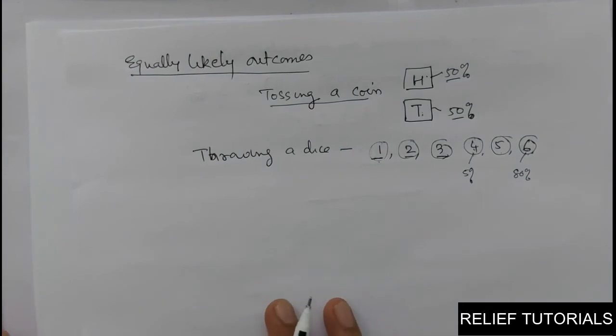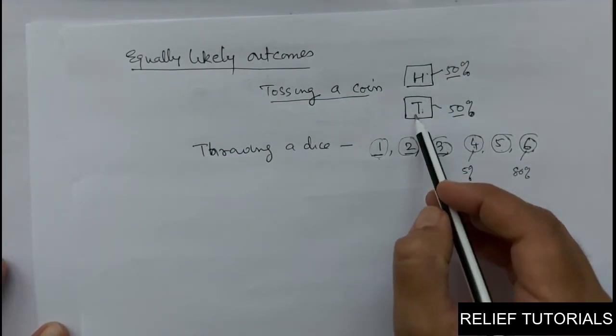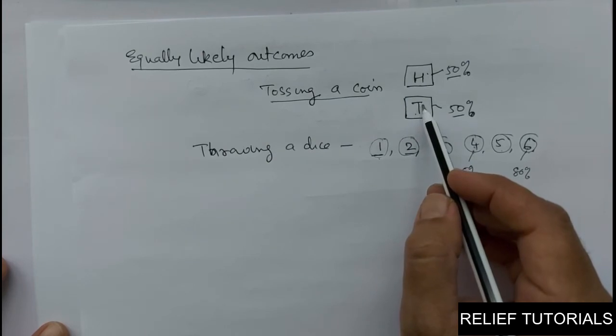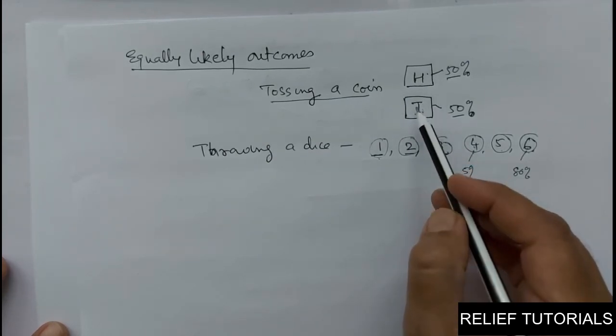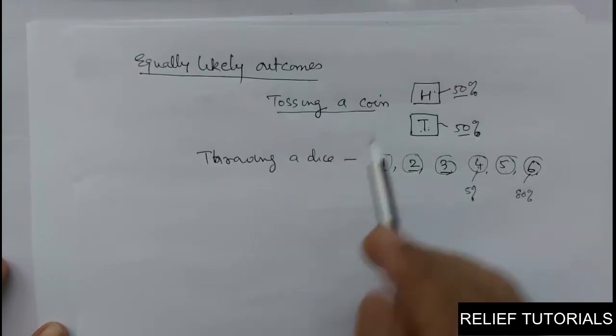What do you mean by equally likely outcomes? Same chance of getting head and same chance of getting tail. As a result, before a match, to decide who will bat first, they toss a coin. Why? Because it is a perfect experiment to decide. Because head and tail have equal chance, 50-50.